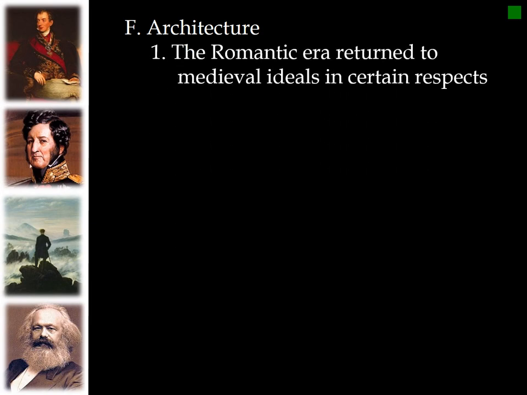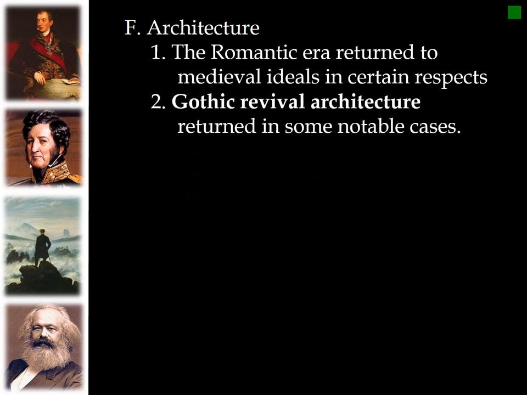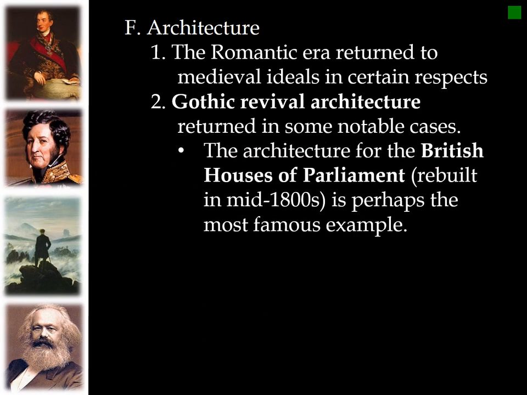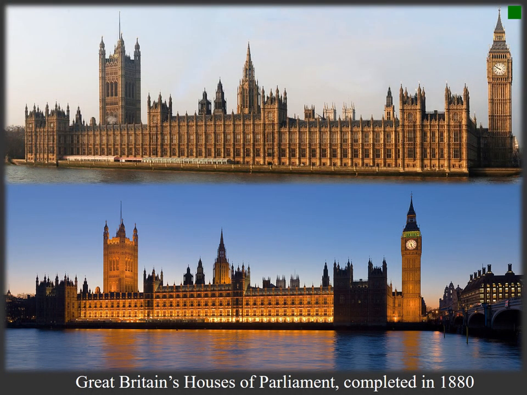Architecture. The Romantic era returned to medieval ideas in certain respects. Gothic revival architecture returned in some notable cases. The architecture for the British Houses of Parliament, which were rebuilt in the mid-1800s during this Romantic era, are perhaps the best and most famous examples of Gothic revival architecture. And here are pictures. You see, they look very much like the Gothic cathedrals from the High Middle Ages, with the spires.